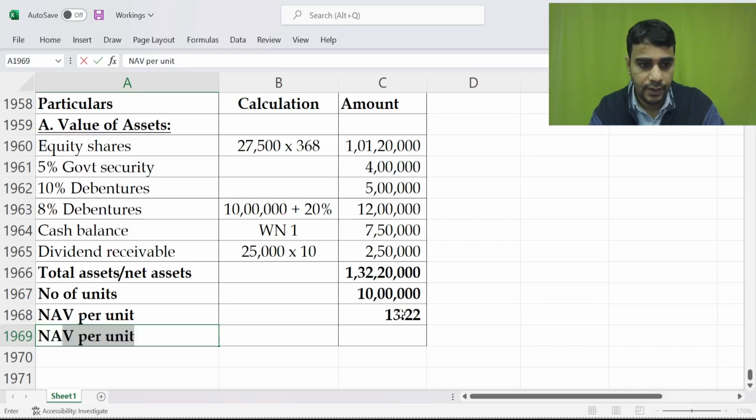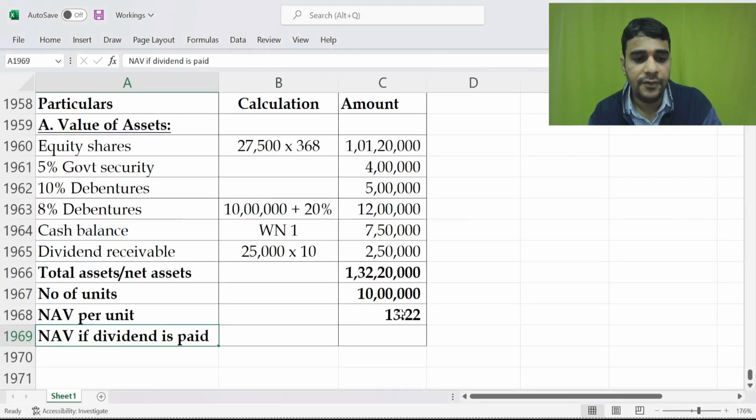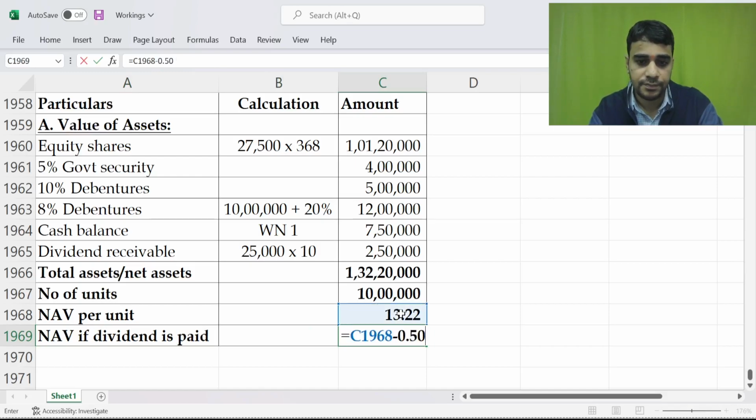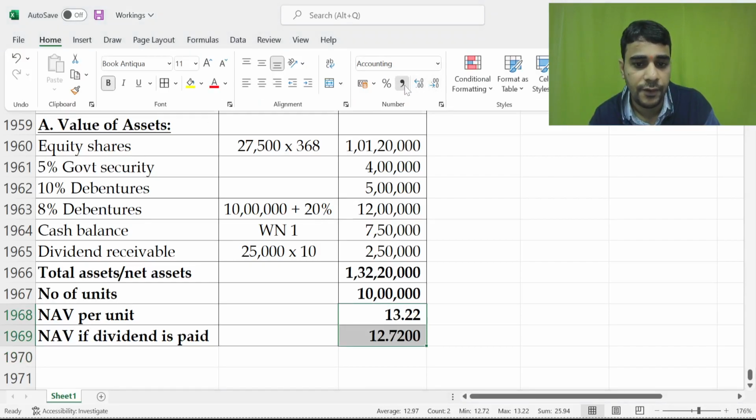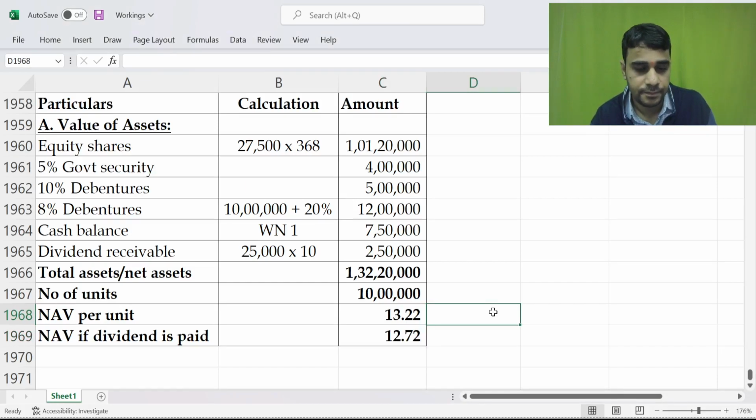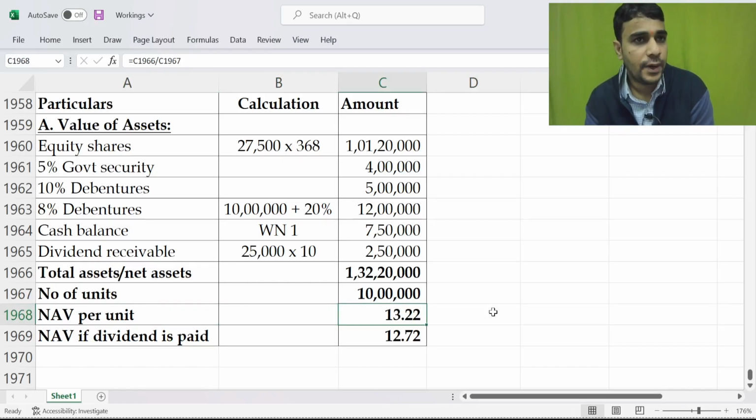NAV if dividend is paid. They have paid a dividend of how much? 0.5. NAV will fall by the amount of dividend. NAV is going to fall by the amount of dividend. 13.22 will come down to 12.72.